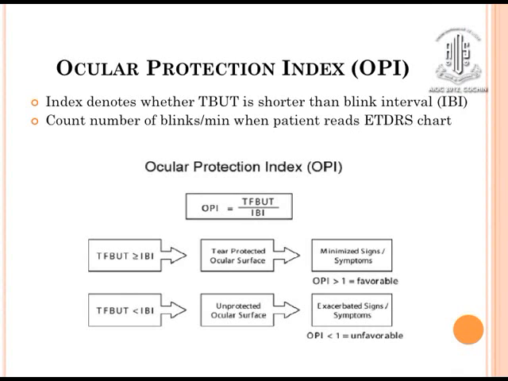The next test is the ocular protection index. This test indicates whether TBUT is shorter than the blink interval. So for the ocular protection index, if it is more than 1, it is very much favorable, and if it is less than 1, the patient can have more symptoms, so he is prone to get dry eye.